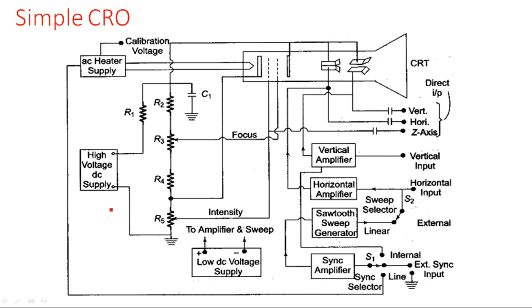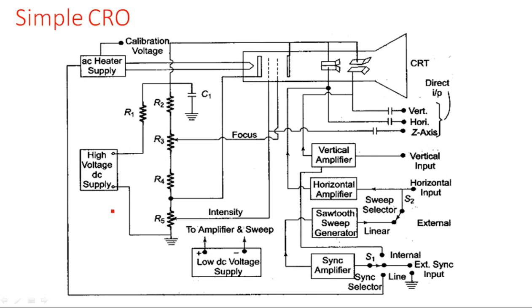The difference between the previous diagram and here is that here the complete and detailed structure of the internal architecture of the entire CRO has been discussed. Here, see the vertical amplifiers, horizontal amplifiers, sawtooth waveform, and the different types of voltages that are required for the CRT, like cathode, anode, focusing anode, accelerating anode, and the electron gun also requires some voltage. All these voltages have been shown individually.